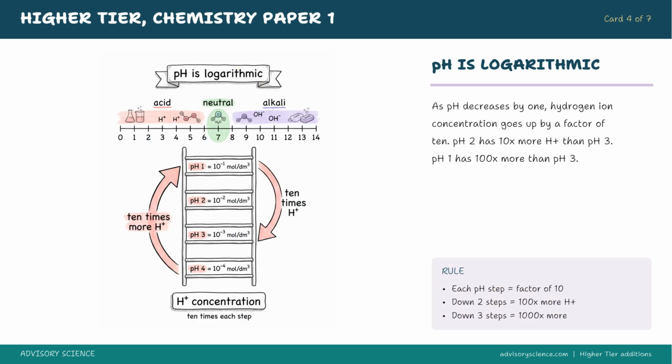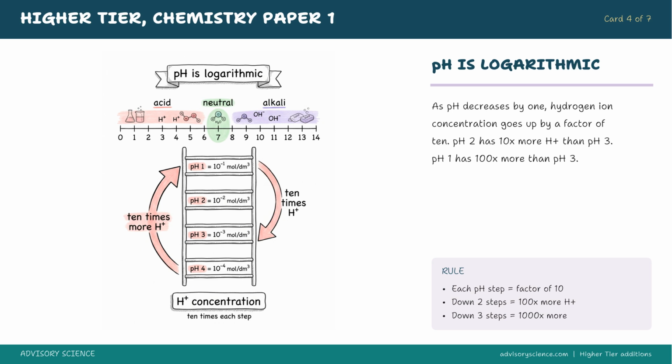pH and hydrogen ion concentration. The pH scale is logarithmic. As pH decreases by 1, hydrogen ion concentration goes up by a factor of 10. So pH 1 has 10 times more hydrogen ions than pH 2. pH 1 has 100 times more than pH 3.